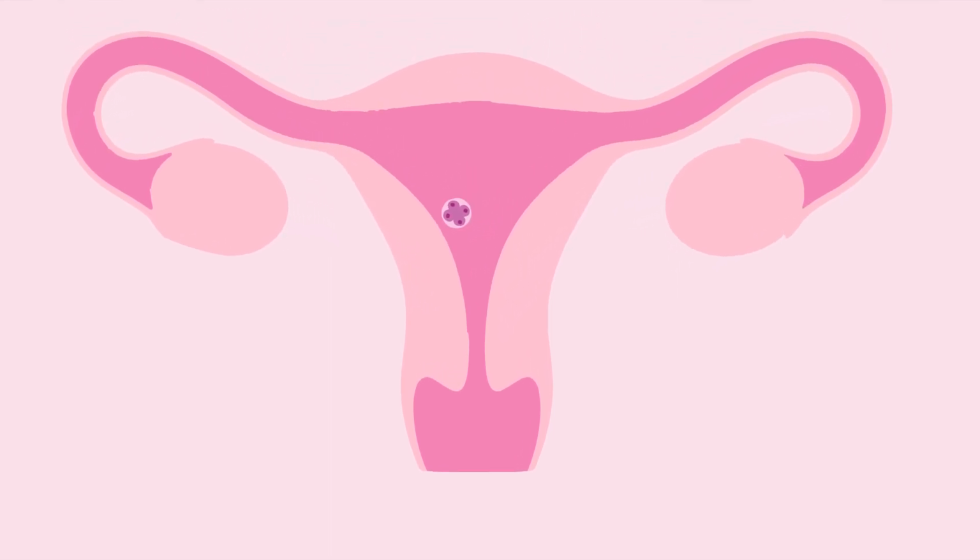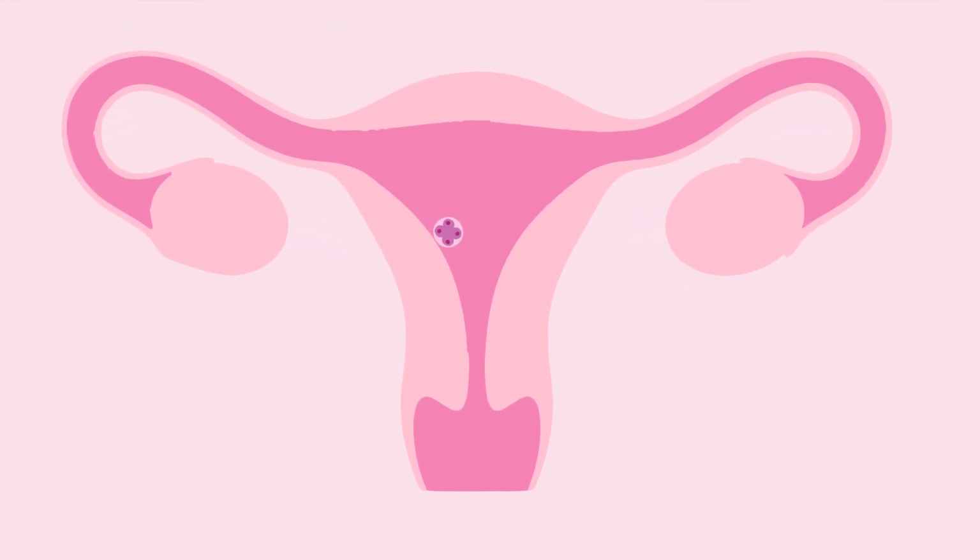The transfer process involves a speculum which is inserted into the vagina to expose the cervix. A predetermined number of embryos are suspended in fluid and gently placed through a catheter into the womb. This process is often guided by ultrasound. The procedure is usually painless, but some women experience mild cramping.